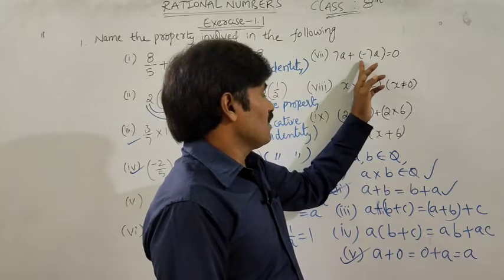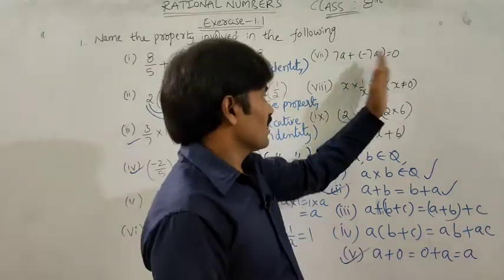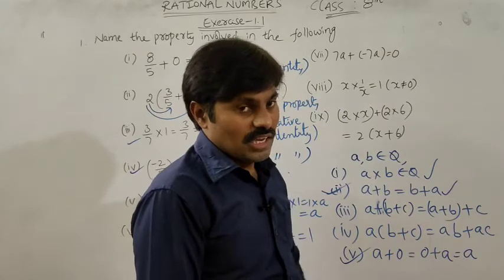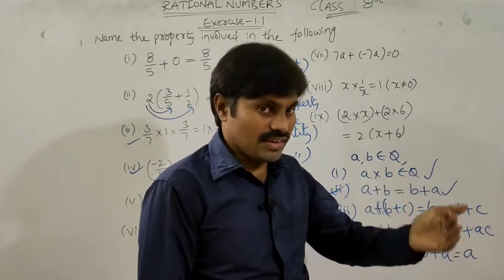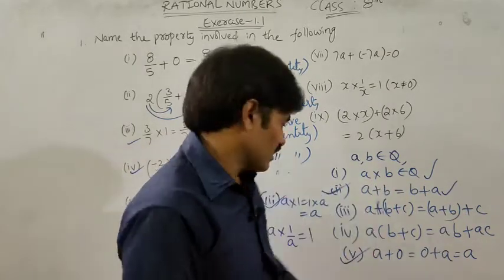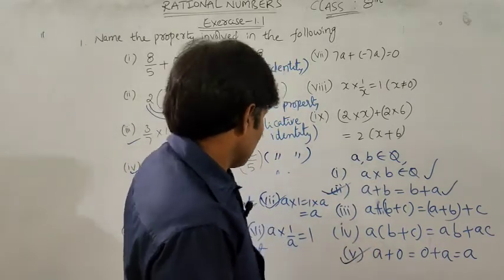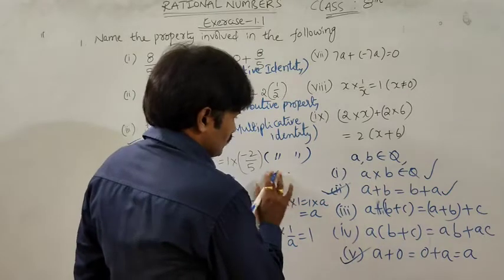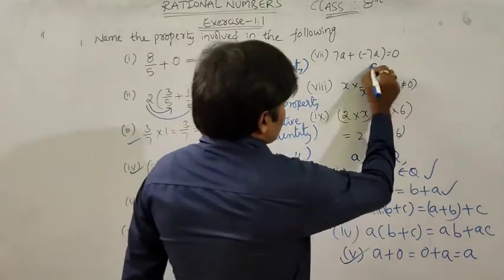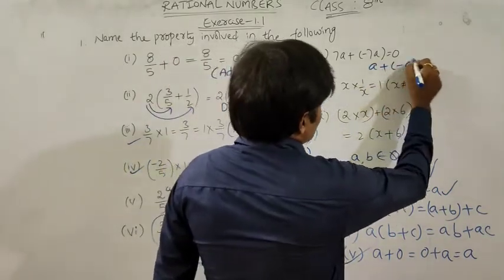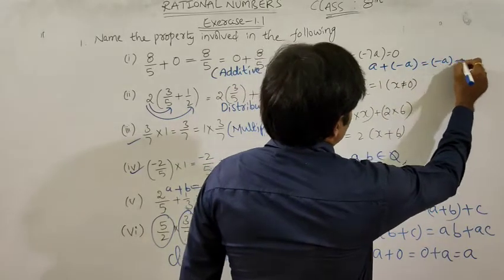7a, we added minus 7a. The result we got is 0. If we add 5 to minus 5, we get the result 0. Like if we add a to minus a. I did not write it here, so I am going to write it now. a plus minus a is equal to 0, or minus a plus a is equal to 0.